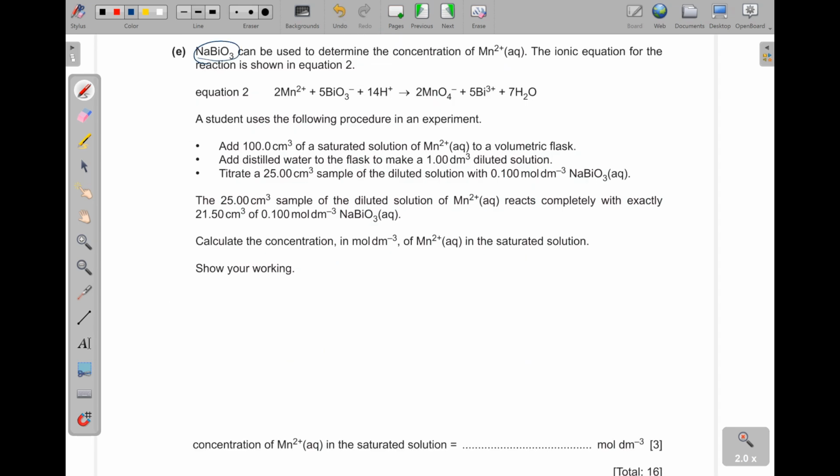Part E: sodium bismuthate can be used to determine the concentration of manganese(II) ions. The ionic equation for the reaction is shown in equation 2, which is this one here. A student uses the following procedure in an experiment. Add 100 cubic centimeters of a saturated solution of manganese(II) to a volumetric flask. Add distilled water to the flask to make 1 liter of diluted solution. Titrate 25 cubic centimeters of the sample of the diluted solution with 1 molar sodium bismuthate.